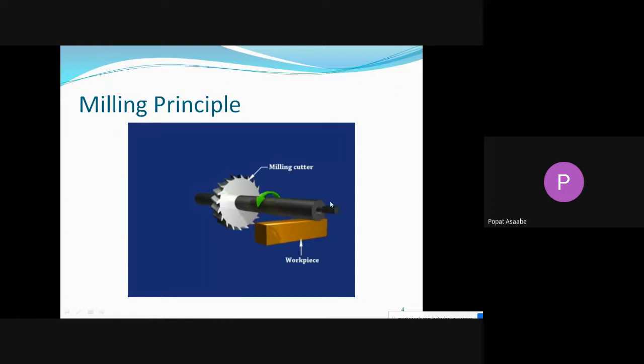When that spindle rotates, your arbor also starts to rotate, and along with this arbor the milling cutter also starts to rotate. When your milling cutter starts to rotate, we have to feed the workpiece to that cutter, so that the cutter will remove the material from the workpiece. In this manner your milling machine works.